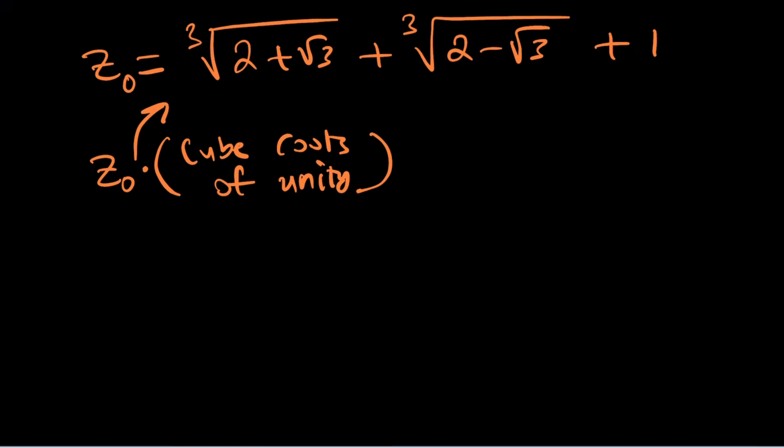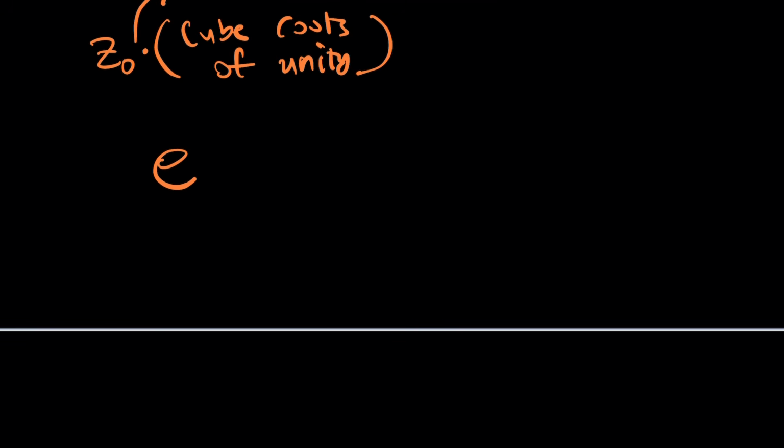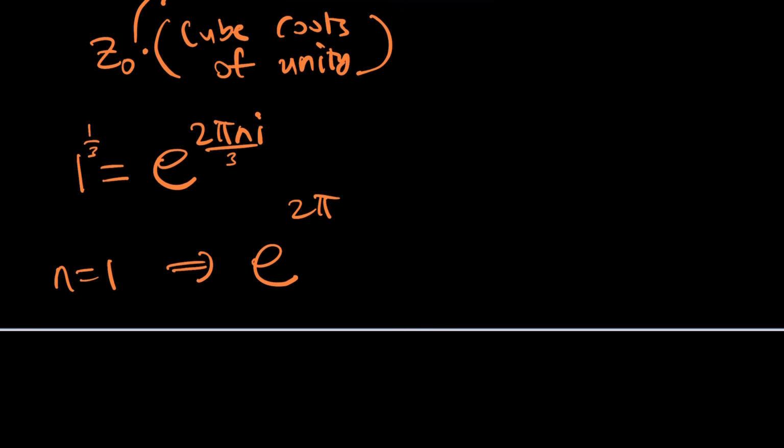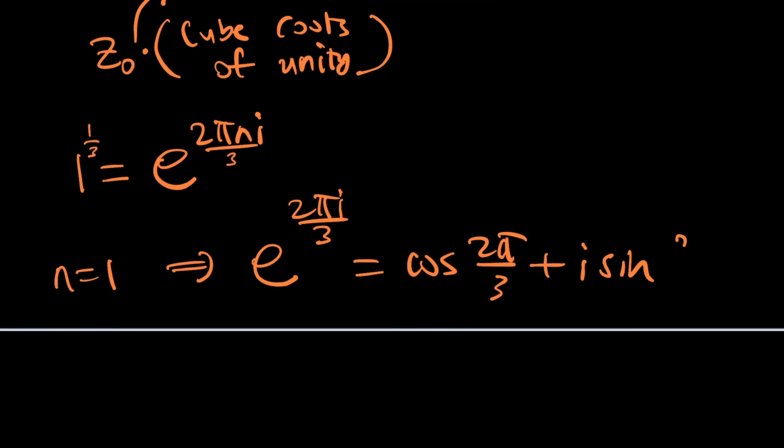What's the cube root of unity? Let's talk about that. e to the power 2 pi n i, as you know, is how 1 is written in the complex world. If you raise both sides to the power 1/3, you get cube roots of unity. For example, if n is equal to 1, then from here you get e to the power 2 pi i divided by 3, which is the same as cosine 2 pi over 3 plus i sine 2 pi over 3. Let me show you one of them, and hopefully you can find the other one, which will give you n equals 2.